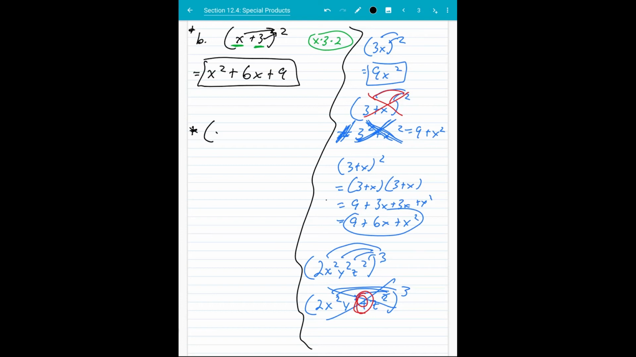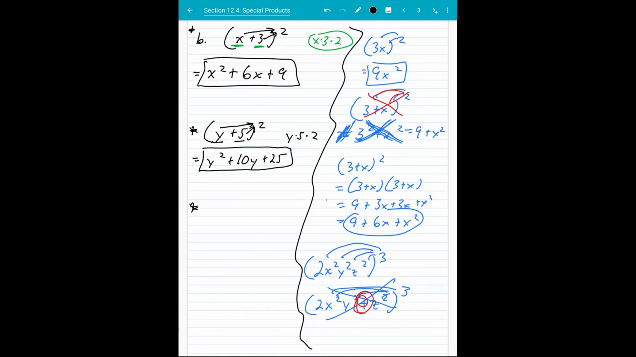Let's try another one. Y plus 5 squared. So what I do is I say y squared plus y times 5 times 2. I do this number times 2. We always put a 2 there. That gives us 10y, then 5 squared, which is 25. I get it right away.